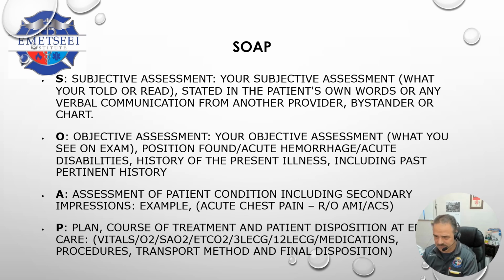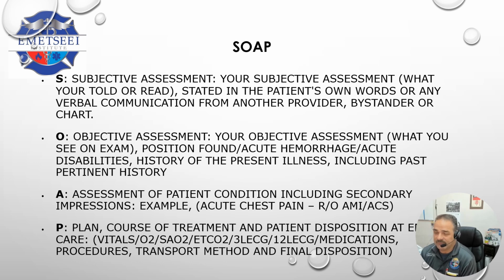The A portion of SOAP is the assessment of the patient's condition. This is what you believe is wrong with the patient. A perfect example is a patient with chest pain. Their subjective assessment is them telling you, I've got chest pain. You can write acute chest pain, and that you're going to rule out AMI versus acute coronary syndrome. That's a very simple way. This is an extremely short explanation. It's what your differential diagnosis is and what you're going to try to rule out.